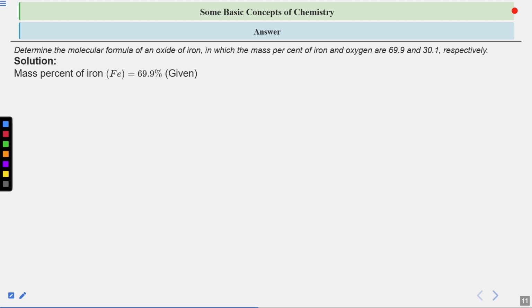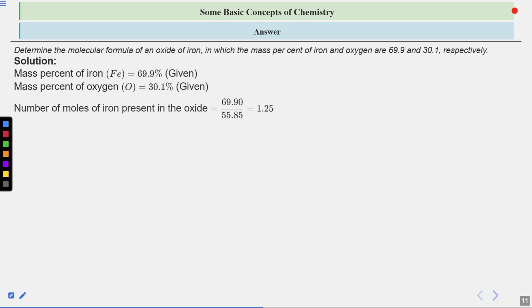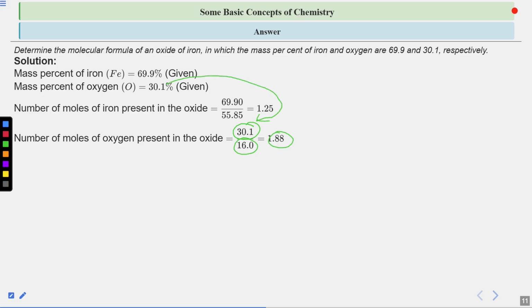So if the mass percentage is given for iron as 69.9% and for oxygen it is 30.1%, then the number of moles can be calculated. I said you convert this percentage into gram. So this will be now gram. So given mass by molar mass, it will give you the number of moles as 1.25 for iron. Then the number of moles of oxygen will be 30.1 by 16. Okay, 30.1 by 16. 16 is the molar mass of oxygen. So we have converted this percentage into gram again. Now what will be the ratio of these two?